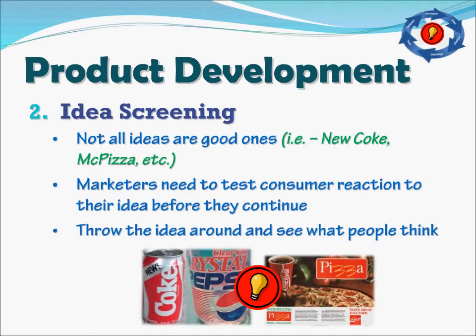So the second stage is all about screening the idea. The very simple fact is that not all ideas are good ones. Case in point, New Coke. Research that if you want to find out more about that. Or McPizza. Another one, Heinz decided at one point that they wanted to make their ketchup green and blue and other colors. Not great ideas.